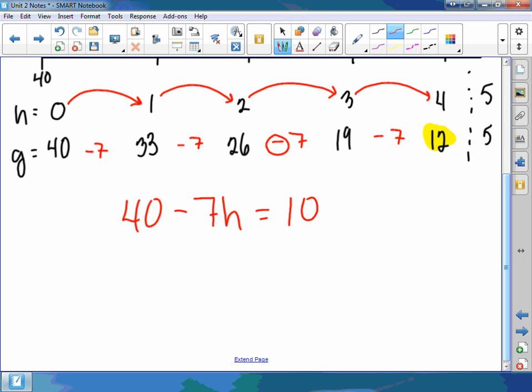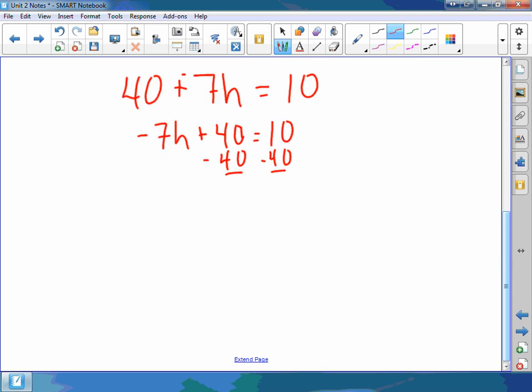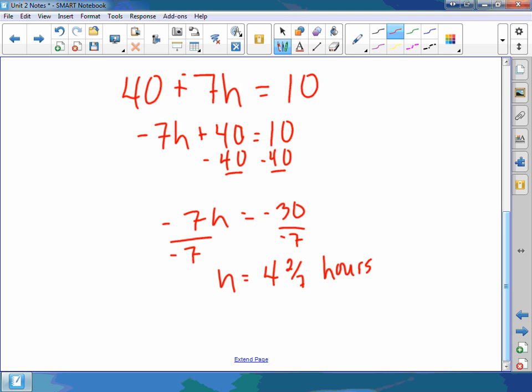And then when we solve this equation, most of you I know would prefer to change this to add the opposite, so that you could rewrite this as negative 7h plus 40 equals 10. And then algebraically, you take away 40 from both sides. And we get negative 7h equals negative 30. Divide both sides by negative 7. And we will reach 4 2/7 hours. Which is about 17 minutes, about 4 hours and 17 minutes into this trip. They're going to need to stop for gasoline.